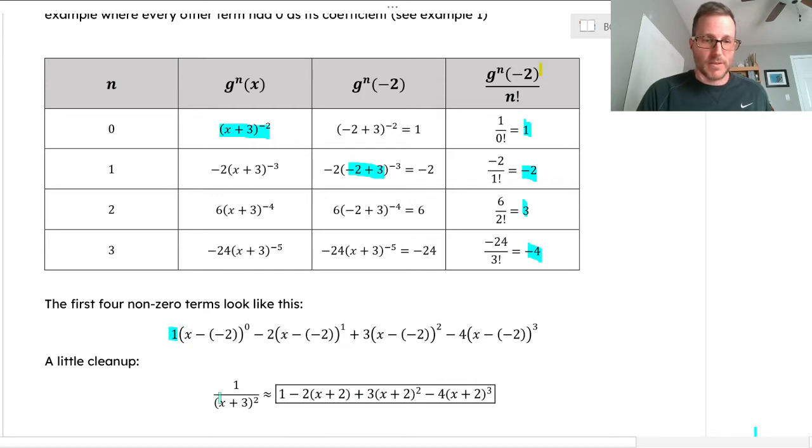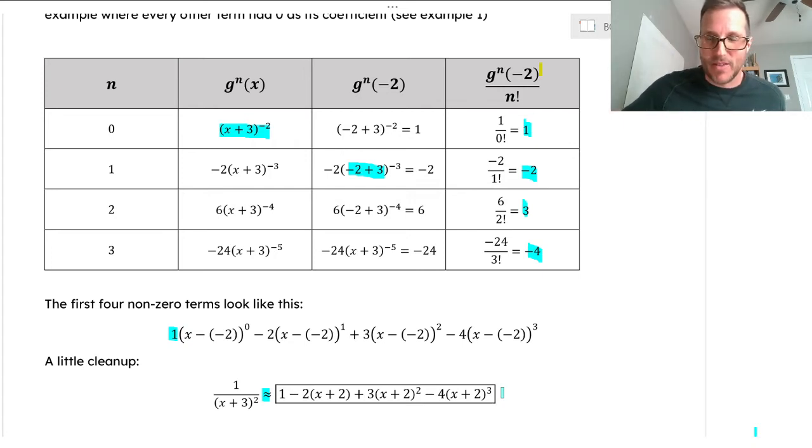Notice those x plus 2's tell you the polynomial is centered at negative 2. So I'm saying here that the function 1 over x plus 3 squared is approximately these terms. Now, when could I say that it was equal to those terms? Wouldn't I have to have an infinite number, probably?